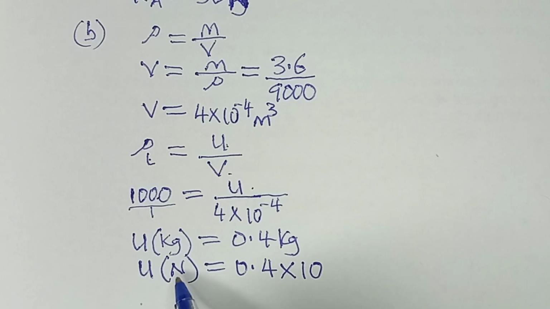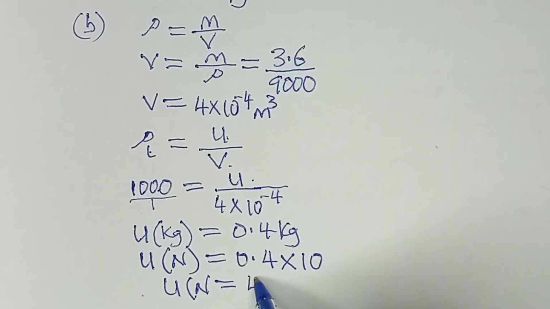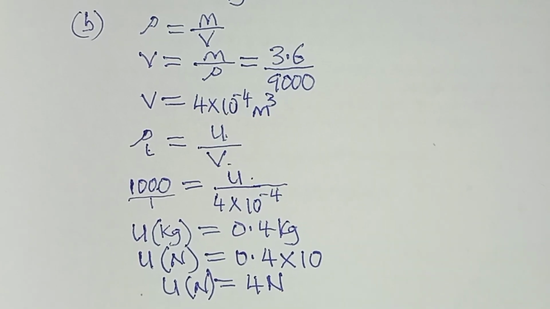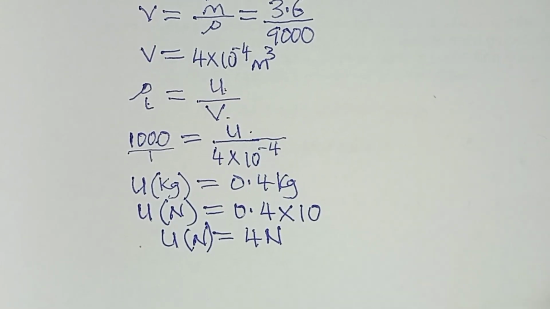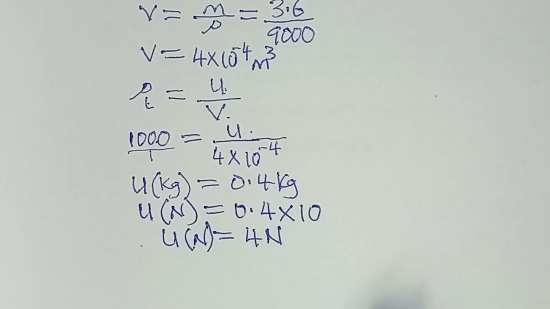So don't forget, to calculate upthrust in Newton, you multiply that upthrust in kilogram by 10. And that will give us the upthrust in Newton as 0.4 times 10 is 4 Newton. So this is the upthrust in Newton, the upthrust experienced in water. Then now, don't forget that upthrust, because we are asked to find weight in the water, don't forget that upthrust is loss in weight.